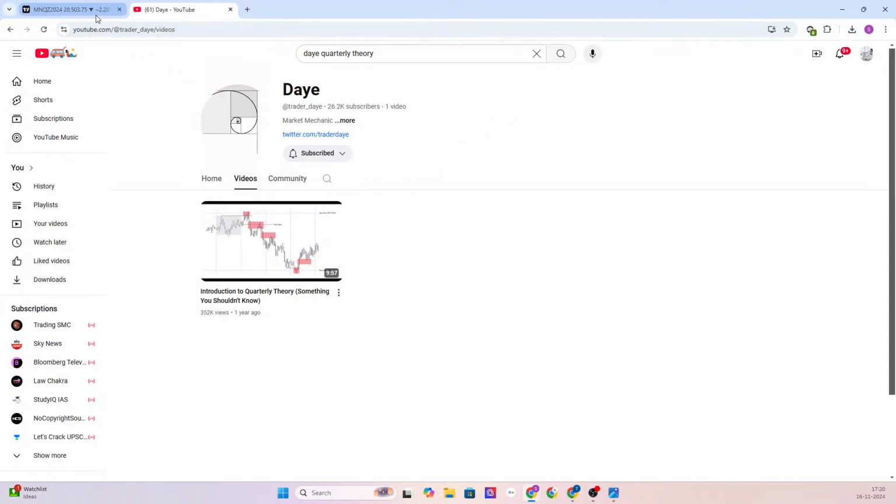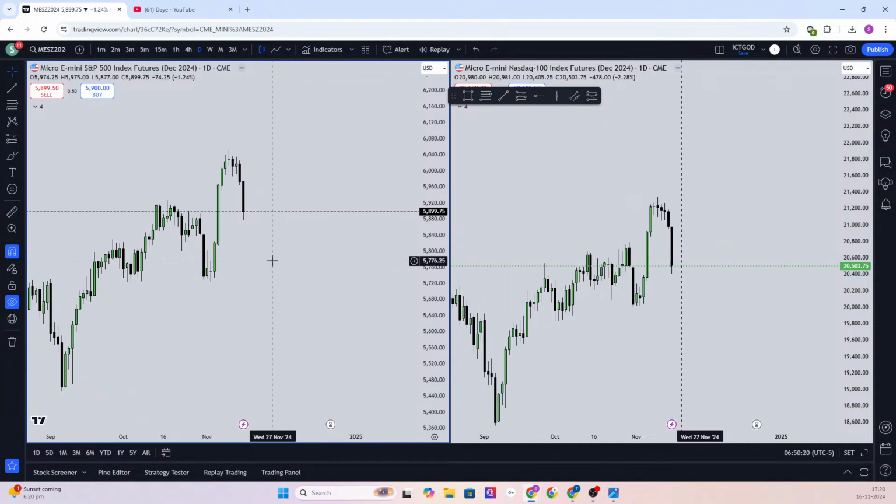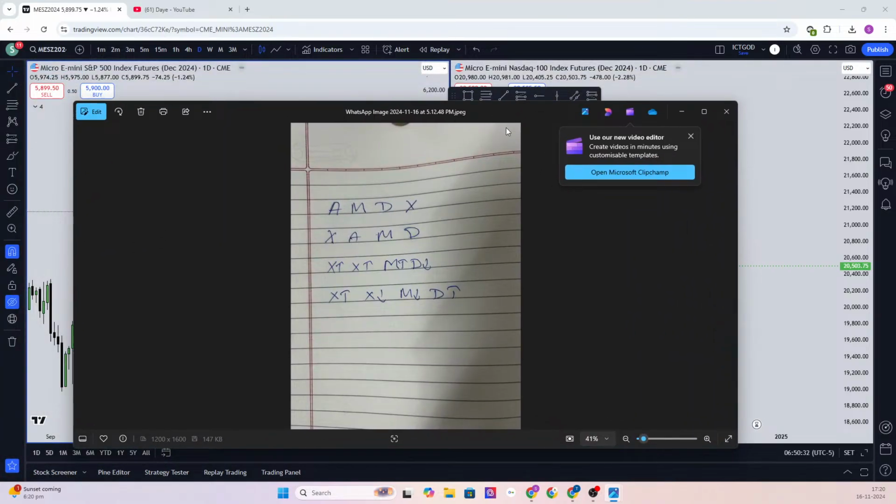Or if you're someone like me who has got a hang of how to use it and you're finding it profitable, then you can skip it and just continue using it the way you like, if you're profitable, of course. So I'll just give you a gist of what Daye actually means. I'll show you a picture. I've noted it down. If you go through that video, you'll get an idea. I'll just explain it to you in the shortest way possible.